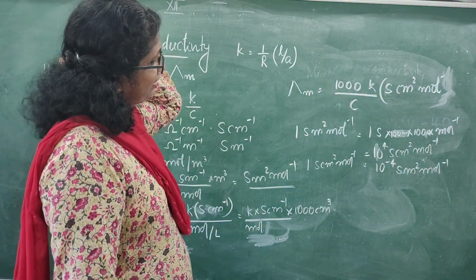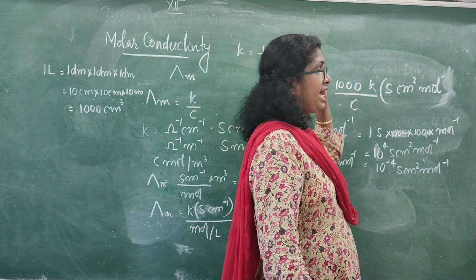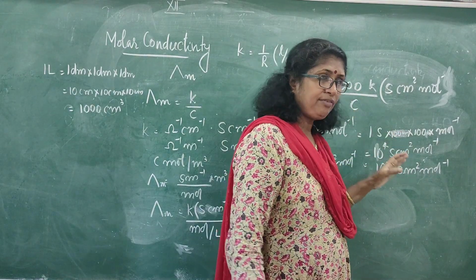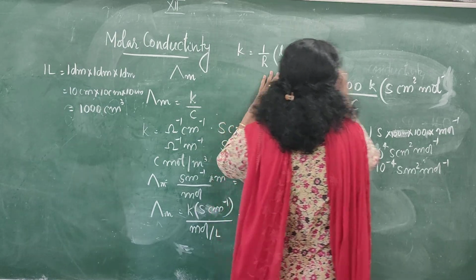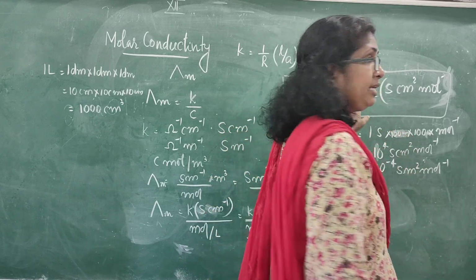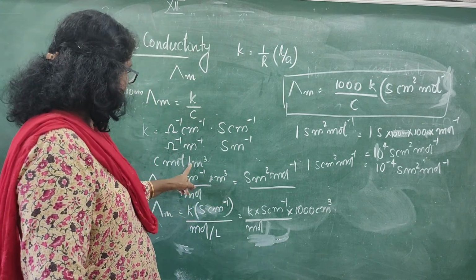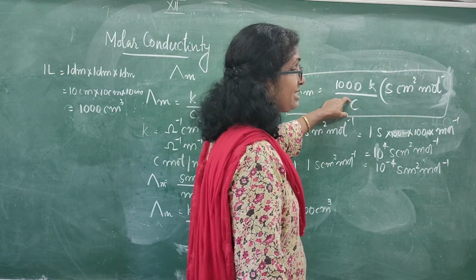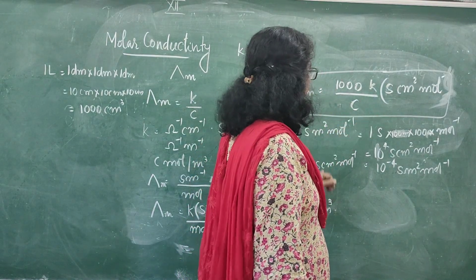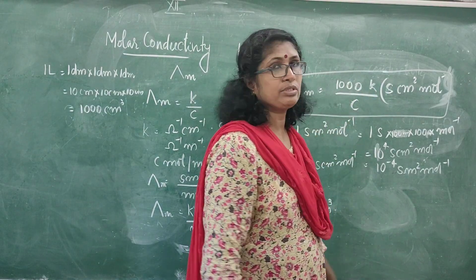Now if the concentration is given in moles per liter and the unit of conductivity K is in Siemens centimeter inverse, then the equation you are going to use is lambda m is equal to 1000 K by C. It must be in moles per liter, not moles per meter cube. Here we have taken meter cube, but here C is in moles per liter. Then we convert it into centimeter cube, then 1000 will go up. You will get lambda m is equal to 1000 K by C.